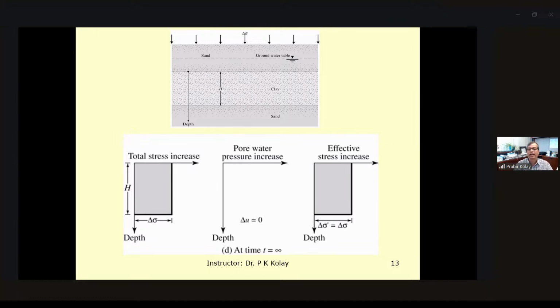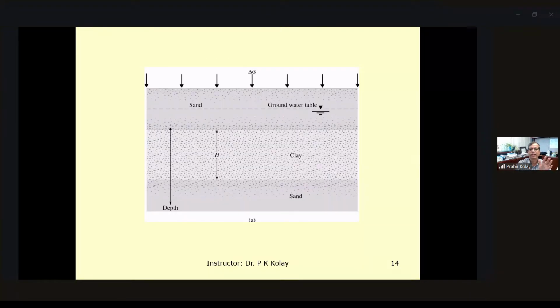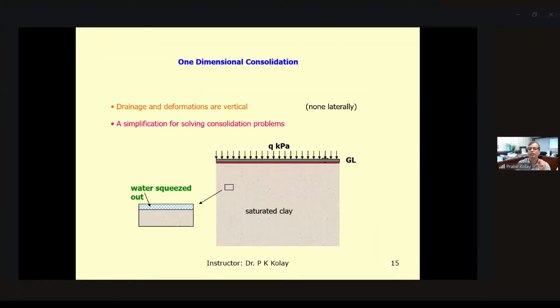So obviously the total stress and the pore pressure, all the pore water has gone out, and then the effective stress is equal to total stress. Okay. So this is one-dimensional consolidation. So obviously most of the time when you do consolidation it is one-dimensional, so basically water is going only in the vertical direction. This is Terzaghi's theory.